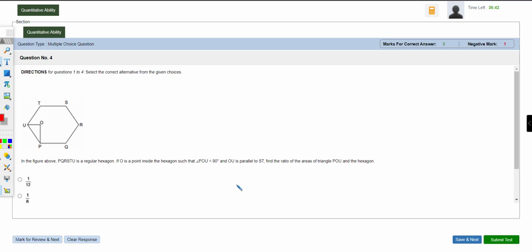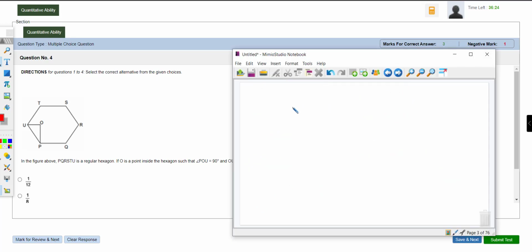Question number 4. In the given figure, PQRSTU is a regular hexagon. O is a point inside such that angle POU is 90 degrees. OU is parallel to ST. We want to find the area of triangle POU divided by the area of the hexagon. So what I will do is draw a diagram first of all. The diagram is like this. This is a regular hexagon.